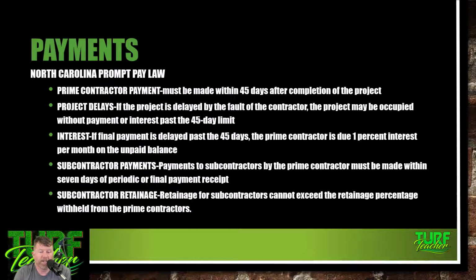Subcontractor payments to subs by the prime contractor must be made within 7 days of the periodic or final payment receipt. So when that GC gets paid, he has to pay you within 7 days.